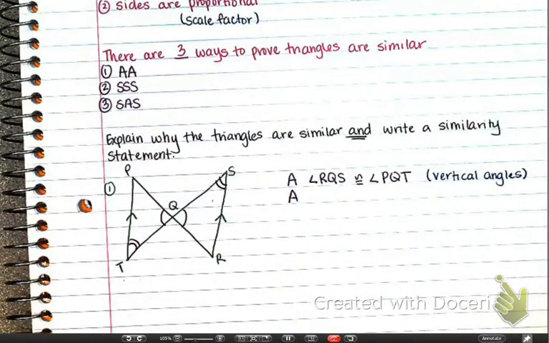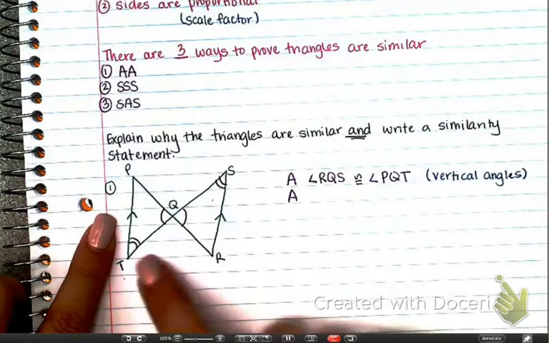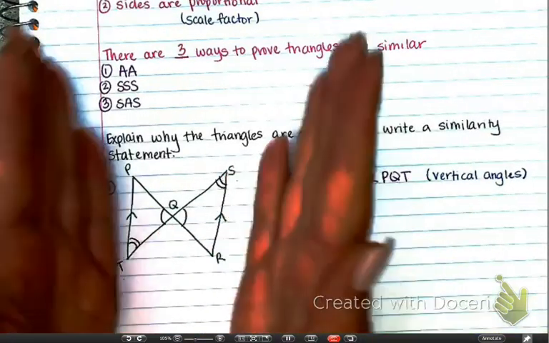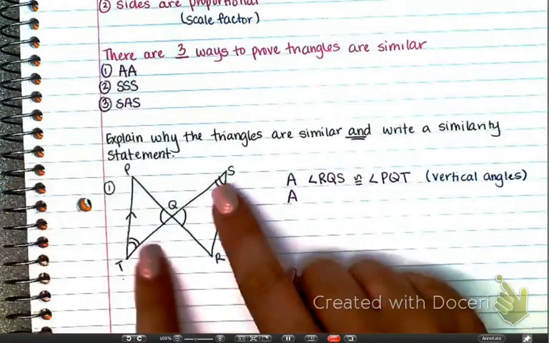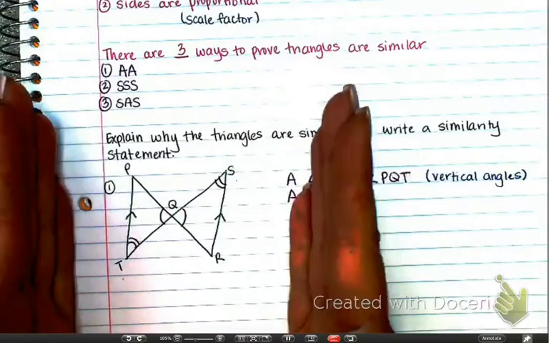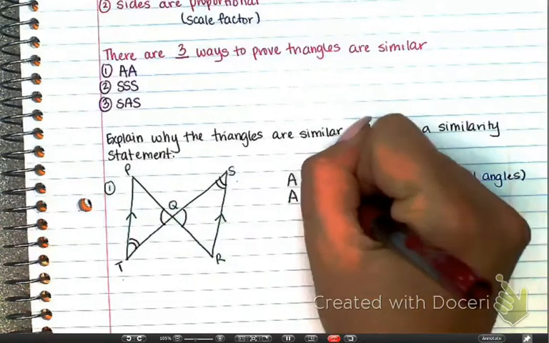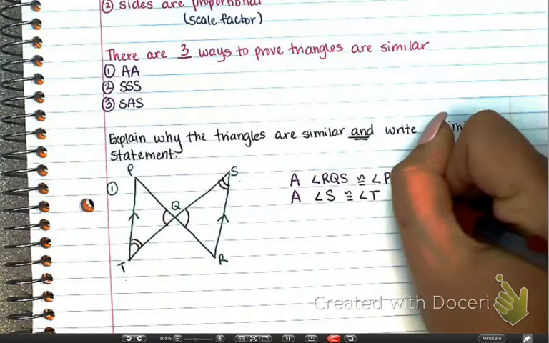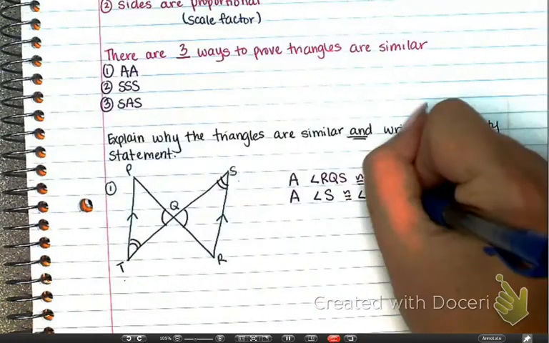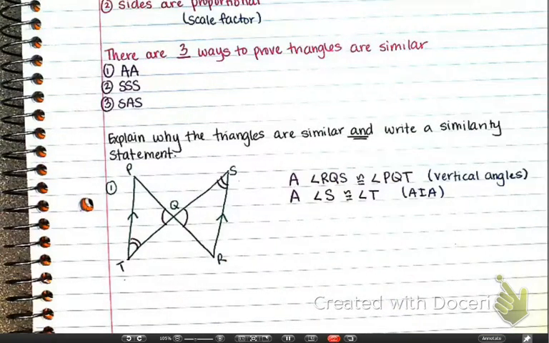Now, remember we talked about our angle pairs? Anytime you see parallel lines, this is a transversal. So here's my 2 parallel lines cut by a transversal. They're on opposite sides and they're inside the parallel lines, so they're alternate interior angles. So angle S is congruent to angle T. And again, I'm just going to write alternate interior angles so I know.